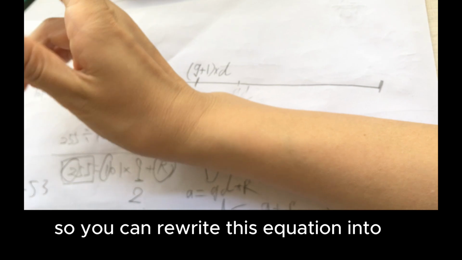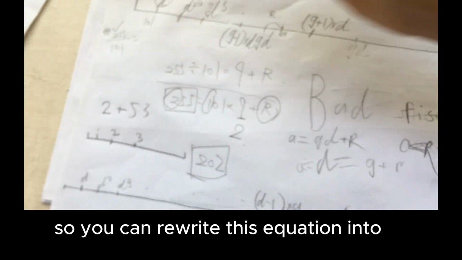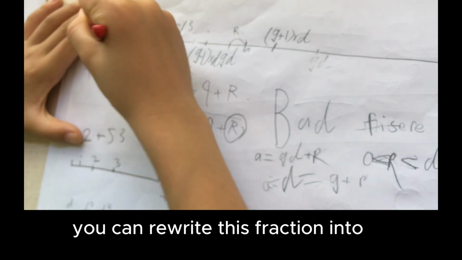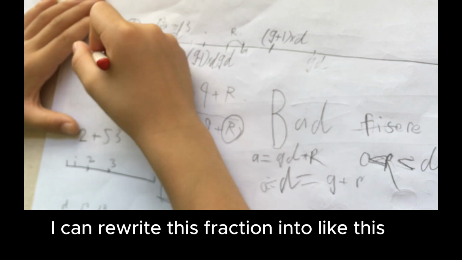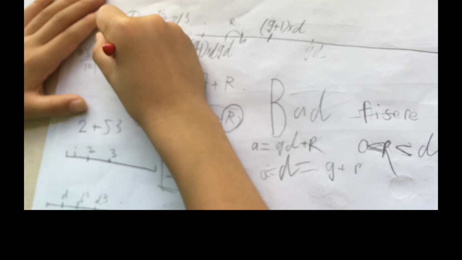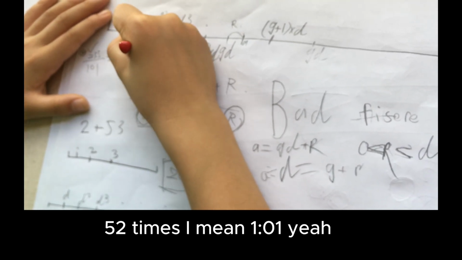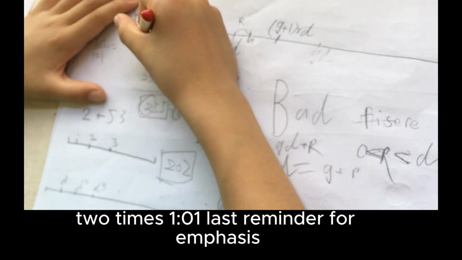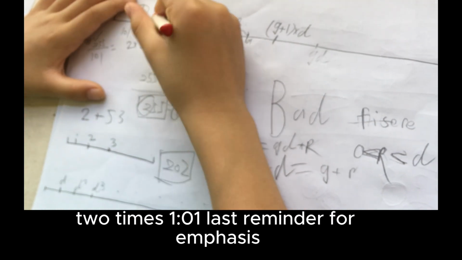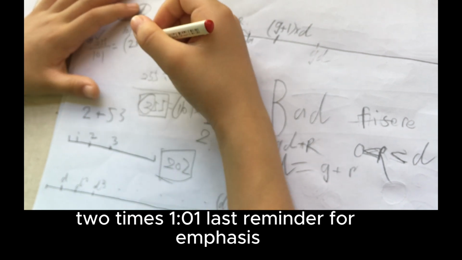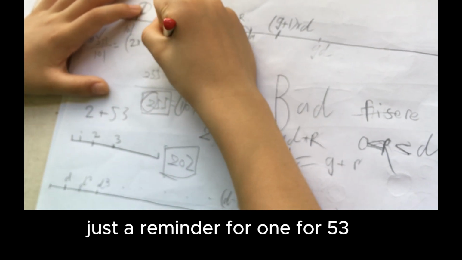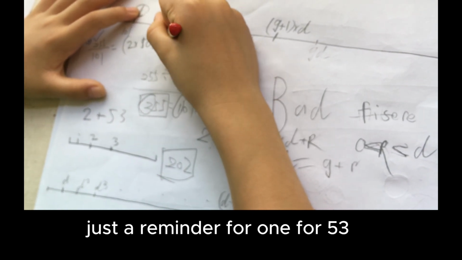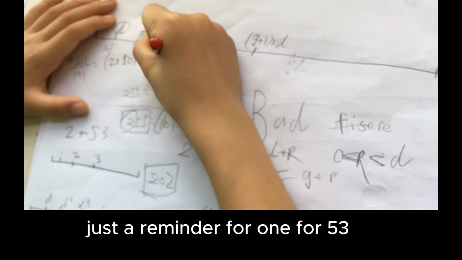So you can rewrite this fraction into 2 times 101, plus the remainder, 53. Or 1 or 53.